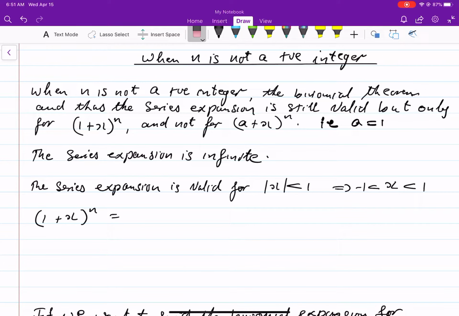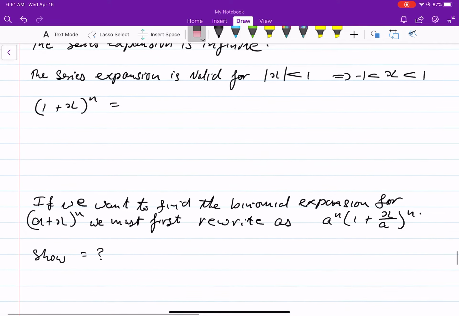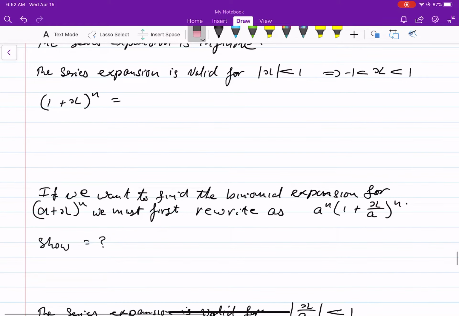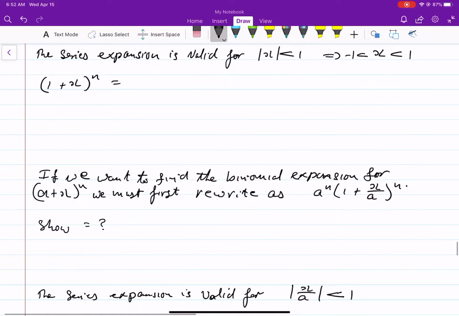Well, what does the actual series expansion look like? Does it look similar to the expressions we had when n was a positive integer? Not really, though it's kind of related. Here's what it looks like. 1 plus x to the n is equal to 1.